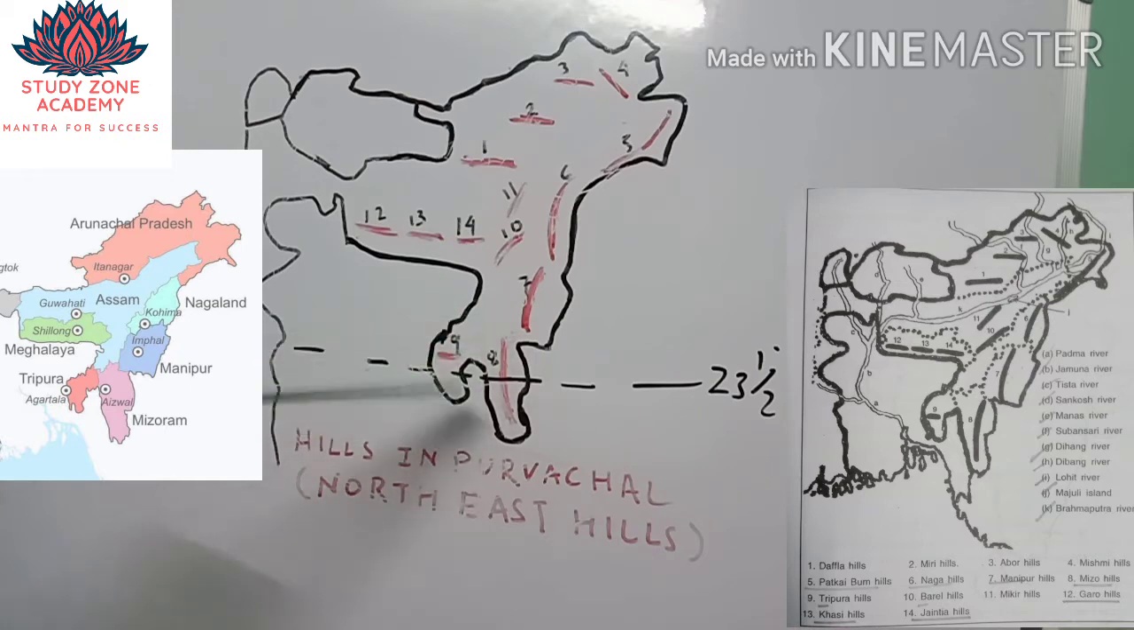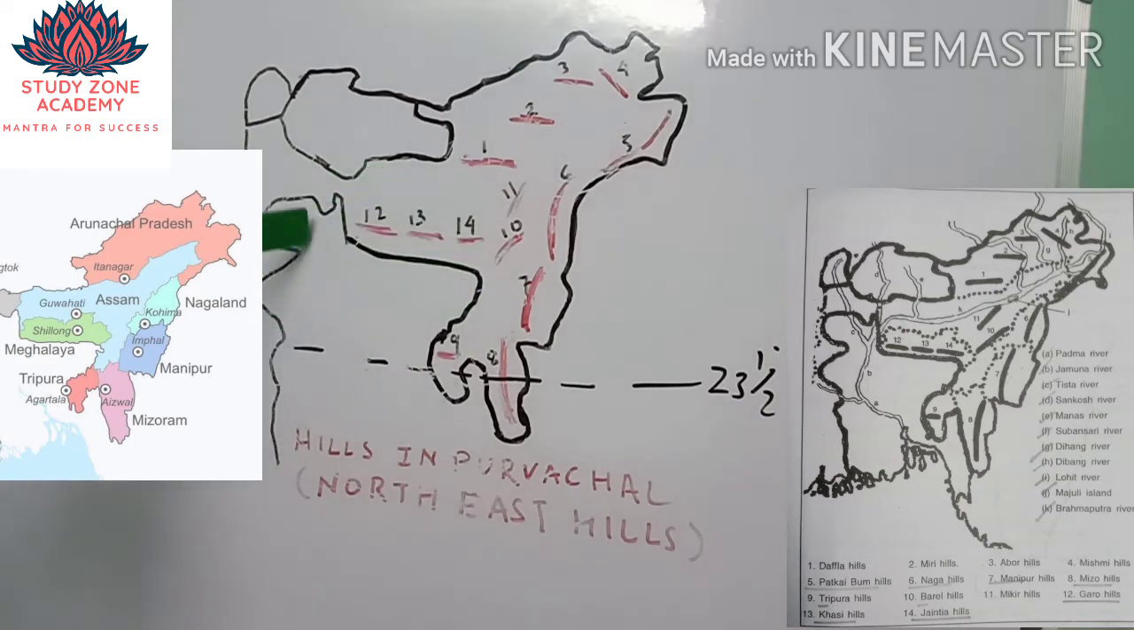Not broad, but short, very short. We are not going to find any hills here, but above that we are finding Barail Hills, then come the Mikir Hills. After that, 12, 13 and 14, most important.